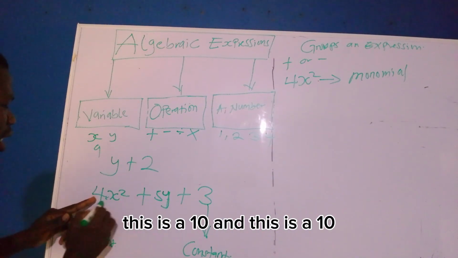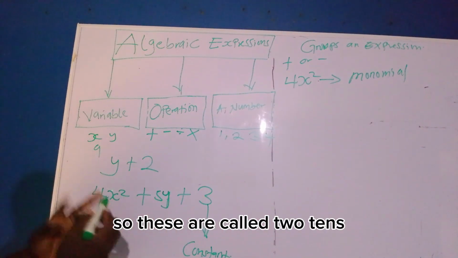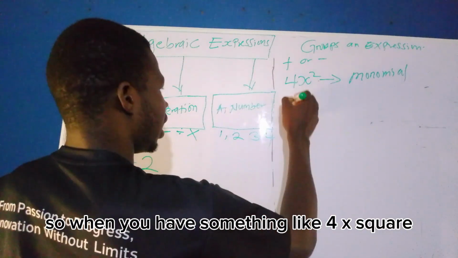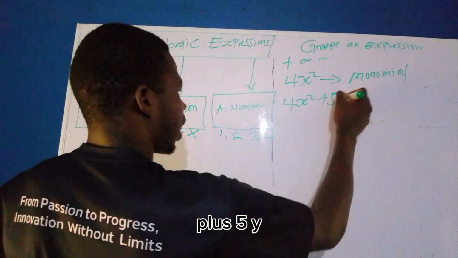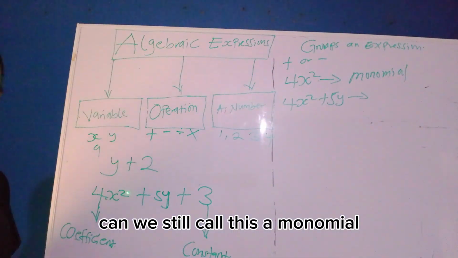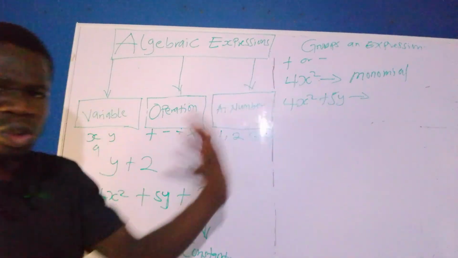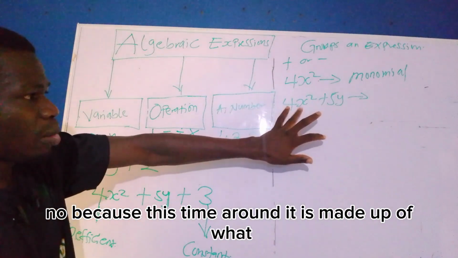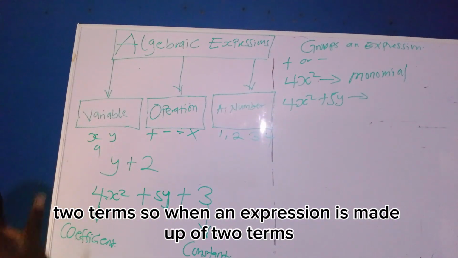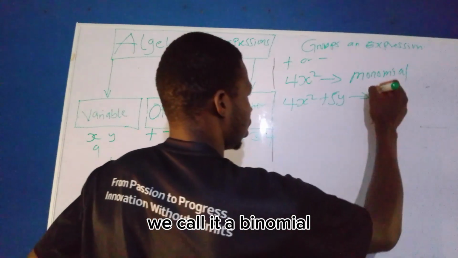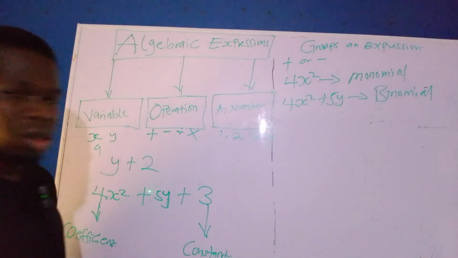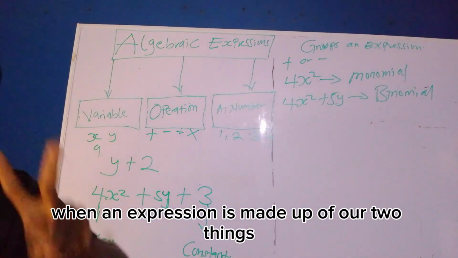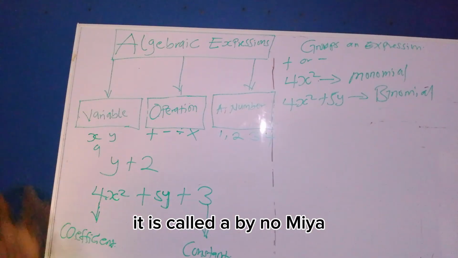Okay, this is a term and this is a term. So these are two terms. So when you have something like 4x squared plus 5y, can we still call this a monomial? No, because this time around it is made up of what? Two terms. So when an expression is made up of two terms, we call it a binomial. When an expression is made up of two terms, it is called a binomial.